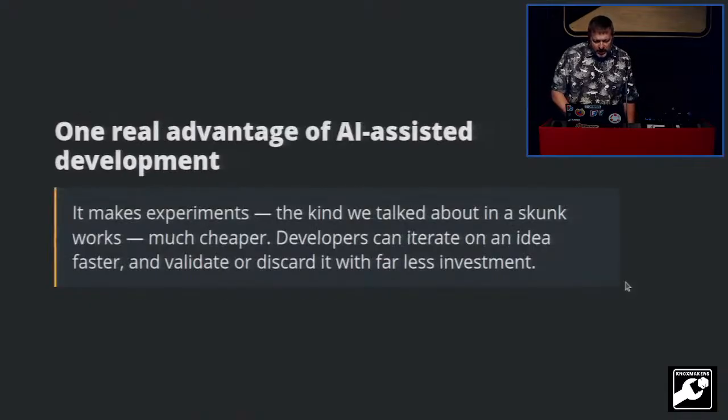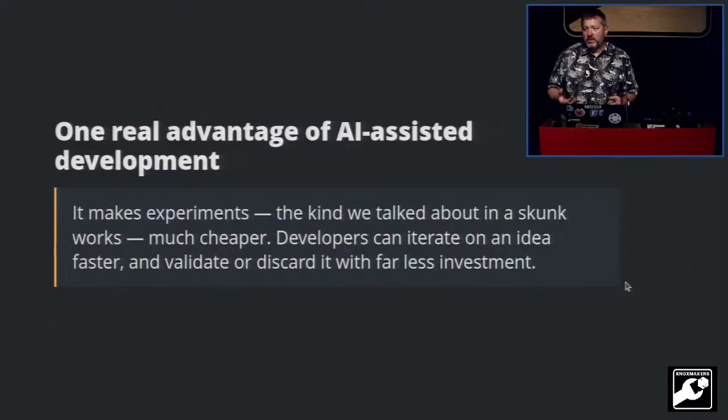And yeah, the real advantage that I see with the AI assisted stuff is it makes those experiments so much cheaper than they were before. And if we were talking about a skunkworks or a research agenda, being able to run those experiments, prototype up something very, very quick and get it in front of users and validate it.